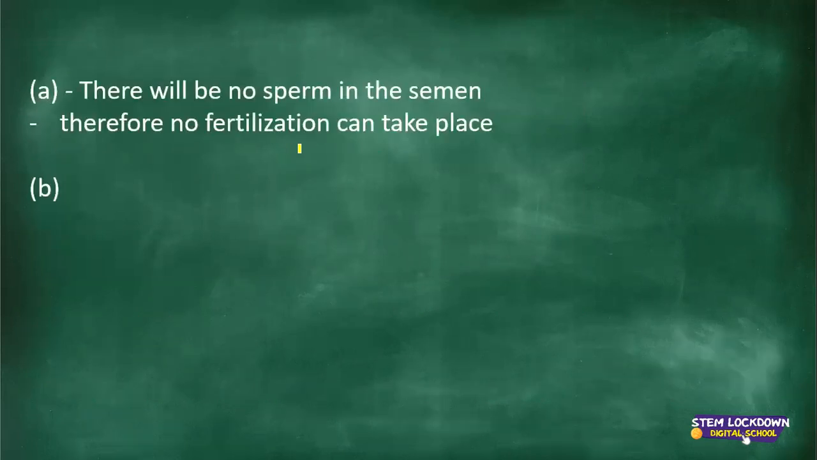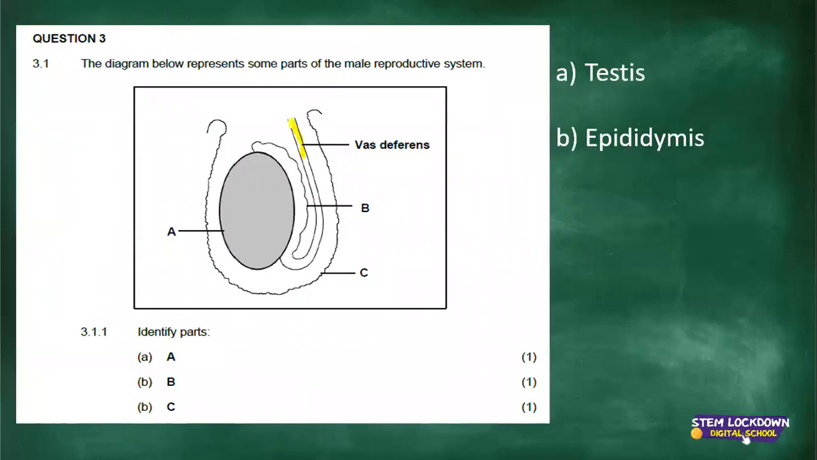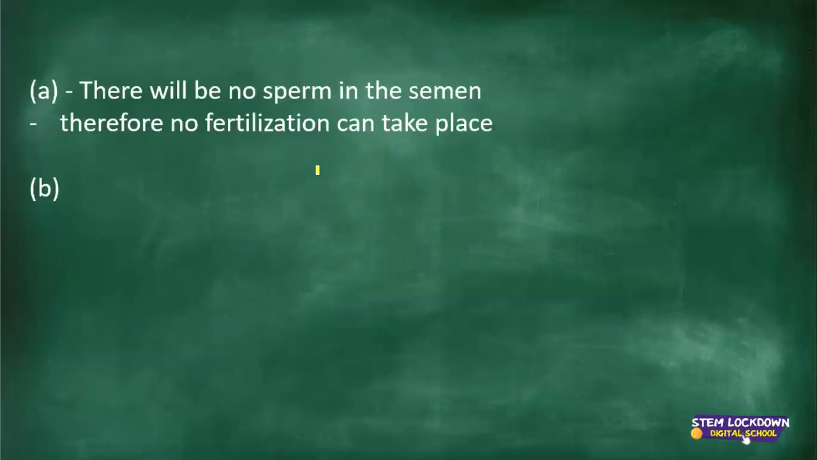Because when you have a vasectomy, there will be no sperm in the semen, right? Therefore, no fertilization can take place, because you don't want to have children. So if you cut off this tube here, it means you will be cutting off the supply, the sperm that can flow. Then the sperm can't be transported. So the semen will just travel empty and there will be no sperm in the semen. And what is responsible for reproduction or fertilization? It is the sperm.